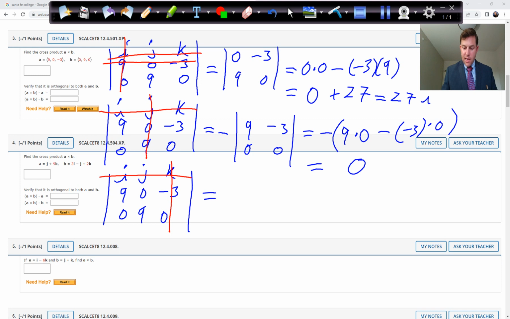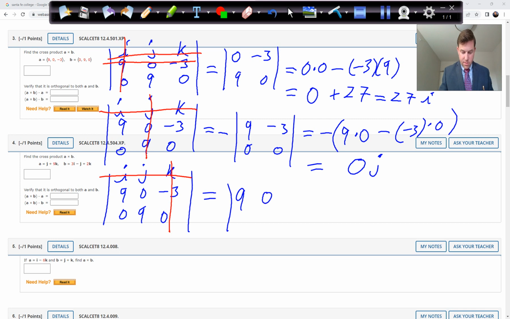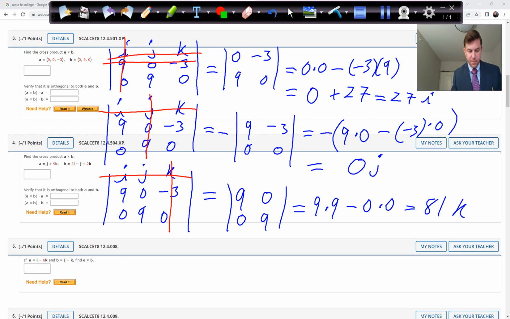Okay, and now this is the i direction. This is the j direction. And then the last one is going to be 9, 0, 0, 9. And we're going to get 9 times 9 minus 0 times 0, which is 81, and that's in the k direction. So let's type that in vector form. Actually, let me write it first. In vector form, that would be 27, 0, 81.